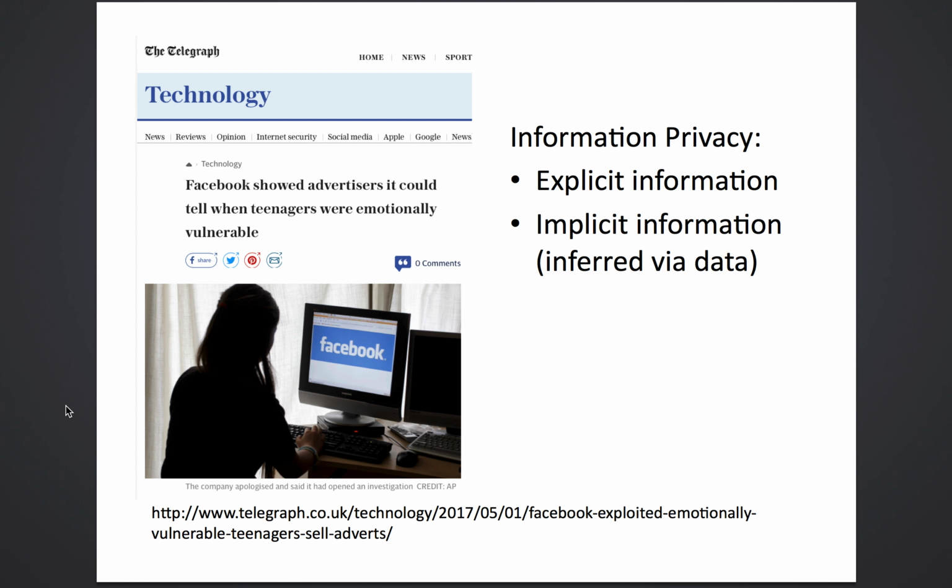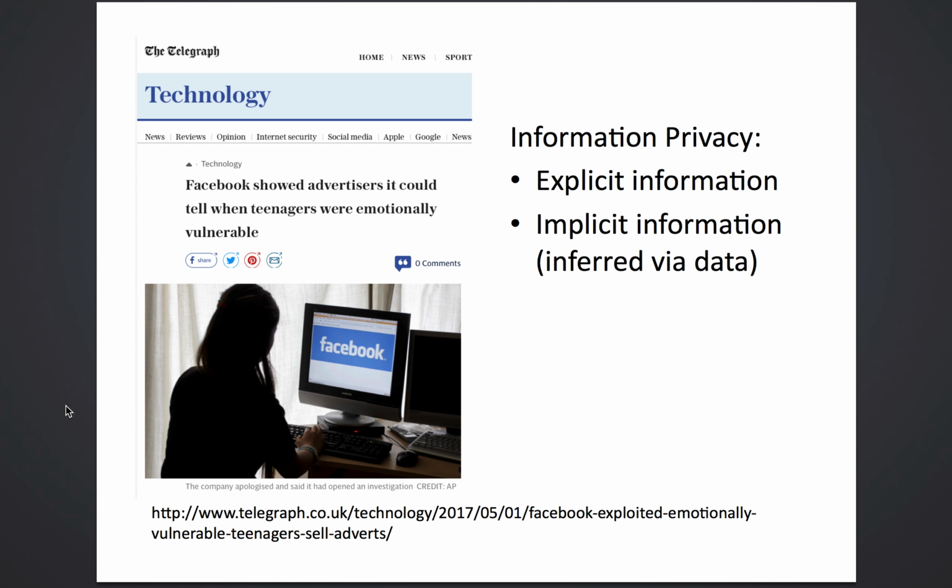And one particularly dramatic illustration of this was in Australia, where Facebook actually showed advertisers that it could tell when teenagers were emotionally vulnerable. Basically, classifiers that are working on Facebook data are able to tell when your sense of self-worth is at a lowest point, and this information must be protected.